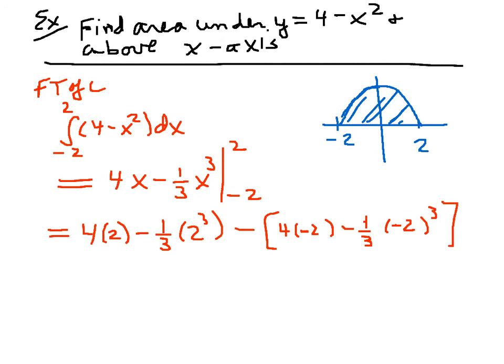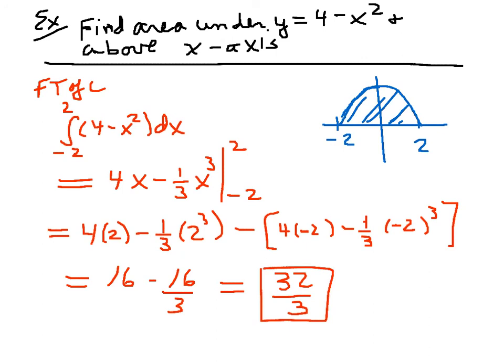And if you do your work slowly and simply, you're going to get 16 minus 16 over 3. Check it out. And that reduces to 32 over 3. So there's a problem, a little bit more interesting than the previous ones that we have done.